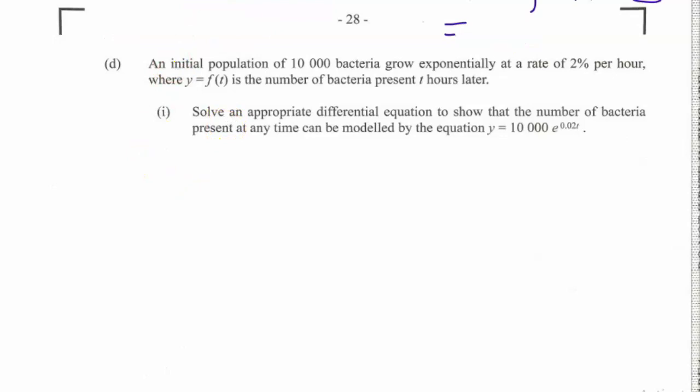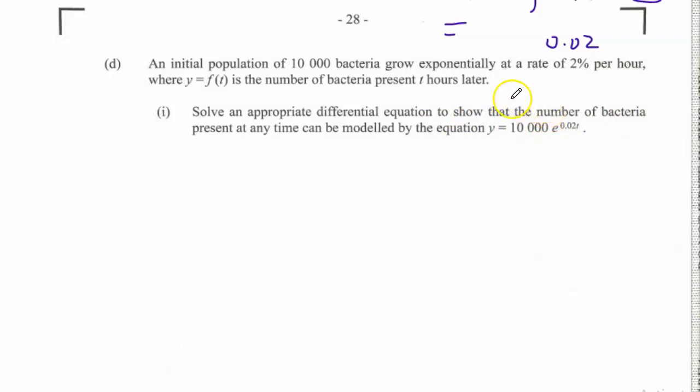Part D: an initial population of 10,000 bacteria grow exponentially at a rate of 2% per hour. By the way, 2% is actually 0.02, that's 2 over 100 per hour. Where y, a function of t, is the number of bacteria present t hours later. So solve an appropriate differential equation to show that the number of bacteria present at any time can be modeled by the equation y equal to that.